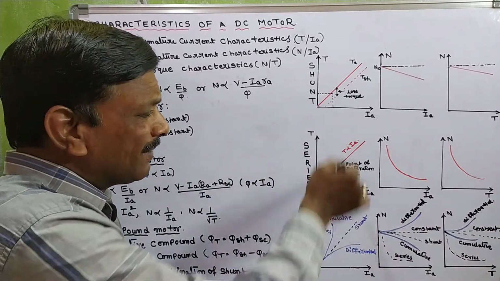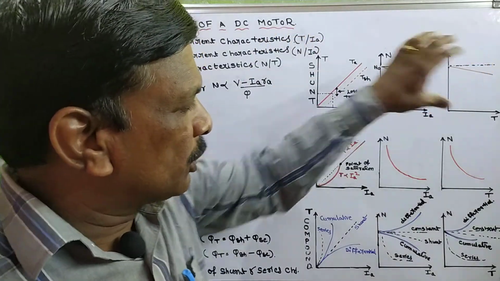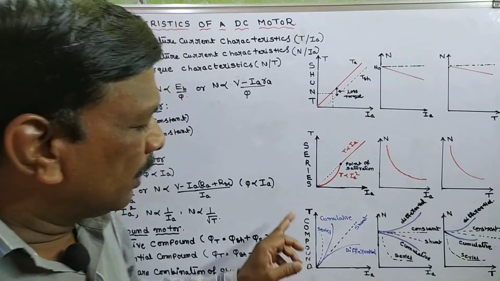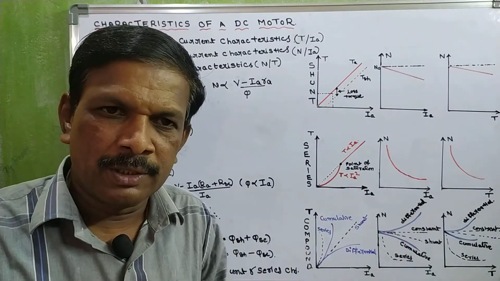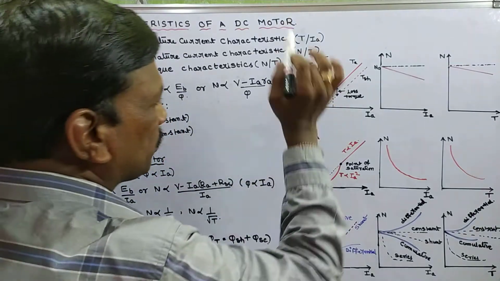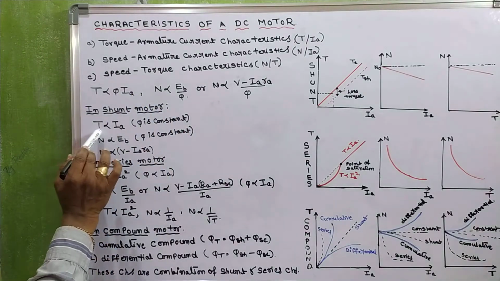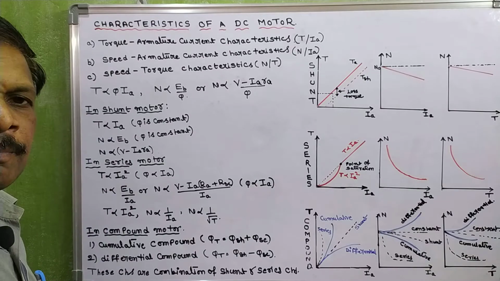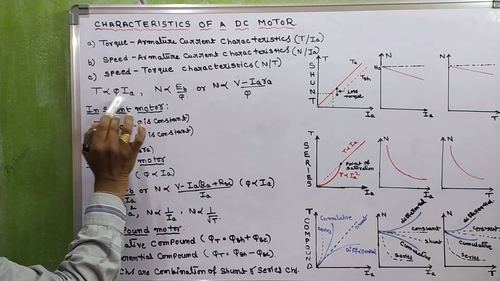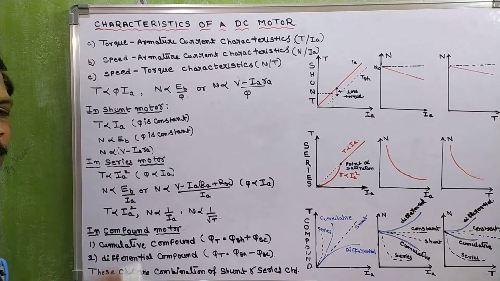Okay, so now coming to shunt motor. These are the characteristics for shunt motor. These three are shunt motor, these three are series motor characteristics, and these three are compound motor characteristics. Let me discuss one after one. The first one is shunt motor characteristics. In shunt motor, torque is proportional to Ia. Why? Because phi is constant. So in this equation, when phi is constant, we get torque is proportional to Ia.